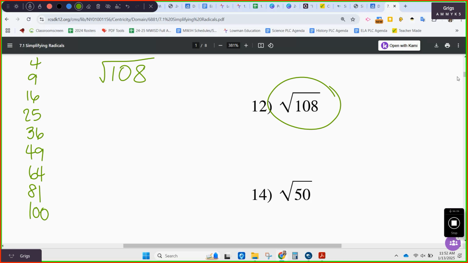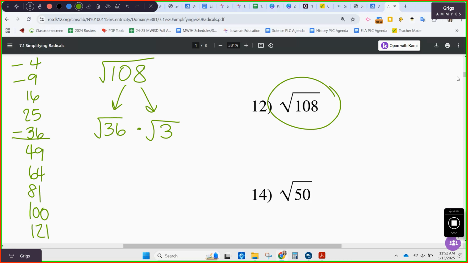Alright, ready and steady? Okay, so I'm finding the square root of 108. If I look at my perfect square list, is 108 a perfect square? No, so I need to simplify it. Which of these is 108 divisible by? 36, 4, and 9? Okay, so I want to choose the largest. So that's 36, so I'm going to say the square root of 36 times the square root of 3 equals the square root of 108.